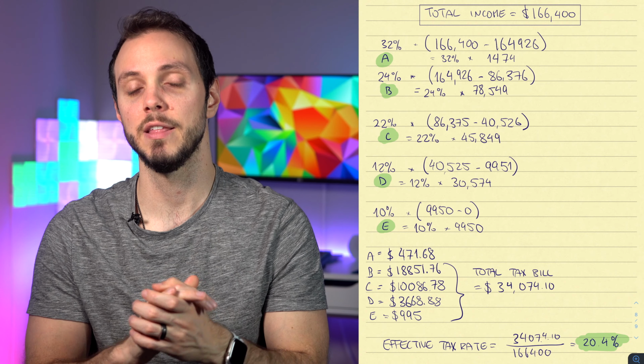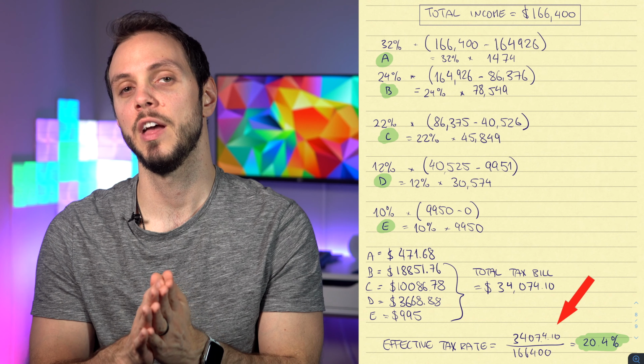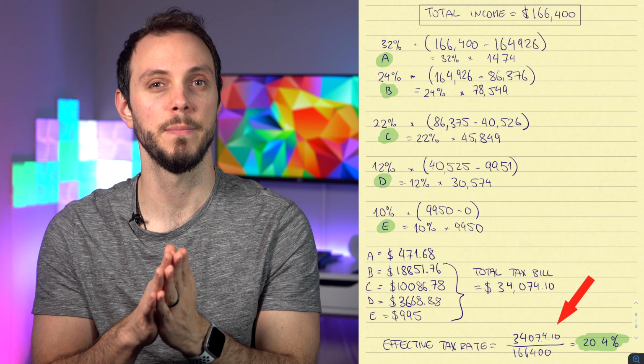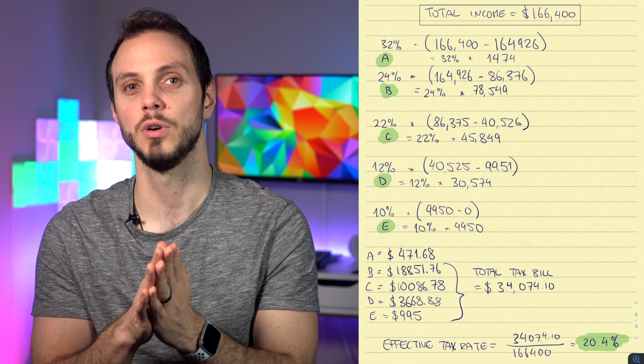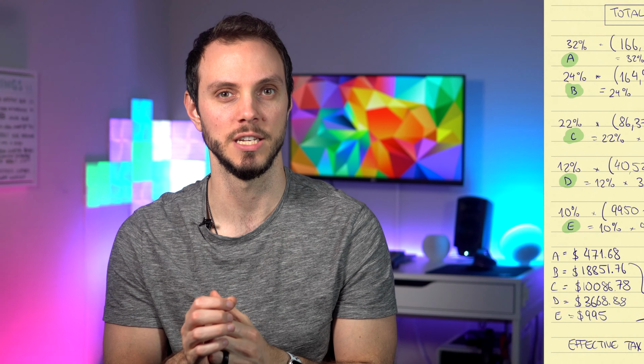Again, if we divide that number by our gross income, 34,074 divided by 166,400, that gives us a 20.4% effective tax rate. So notice how despite going up into the next tax bracket, our taxes only increased by 0.2%. And that is how marginal tax rates work. Only the amount of income that falls into the tax bracket is taxed at that bracket's rate.